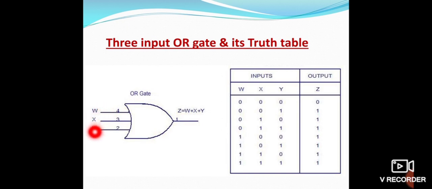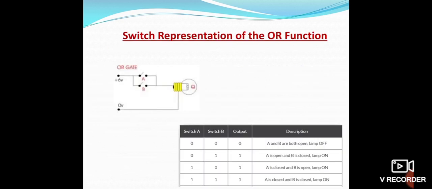The inputs are W, X and Y, and output Z is equal to W plus X plus Y, and this is the truth table for the 3 input OR gate. And we have 8 possible conditions, and you can see you will get a low output only for one condition, when all the inputs are low.